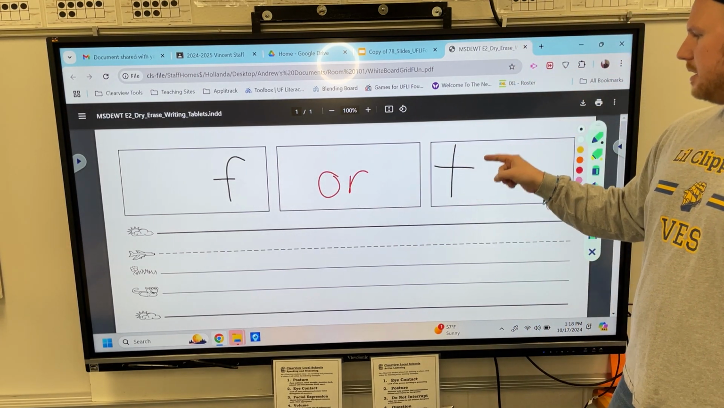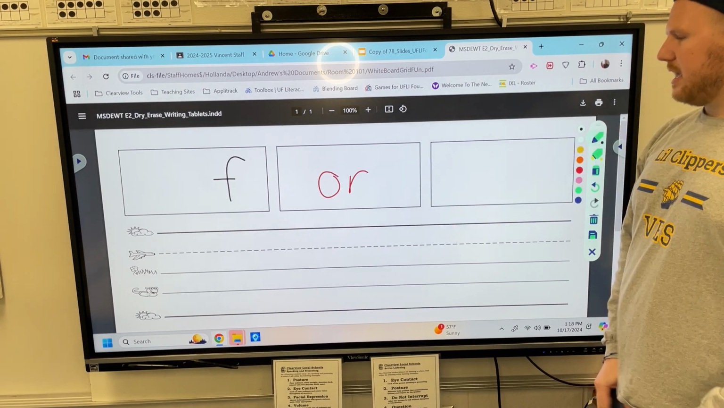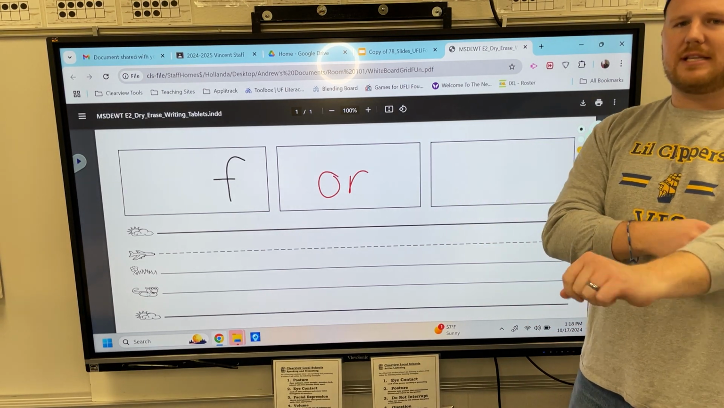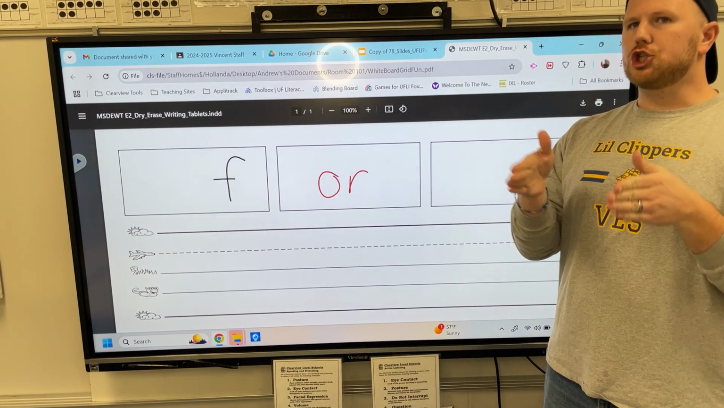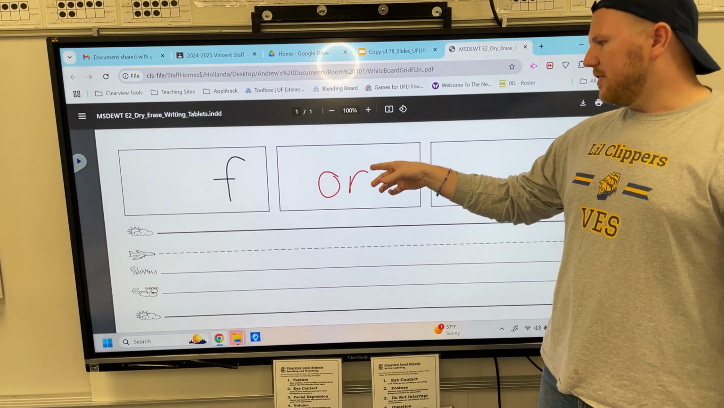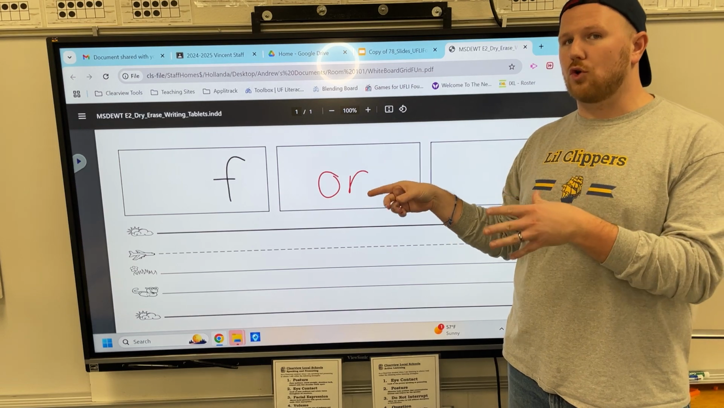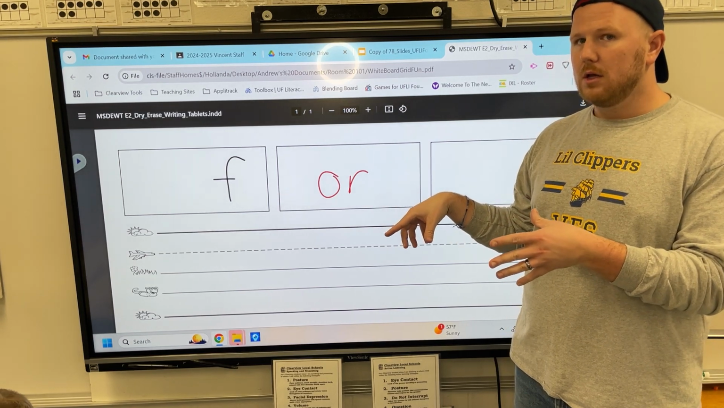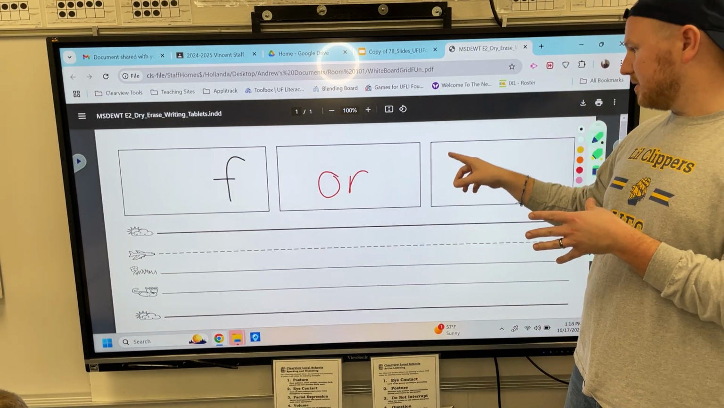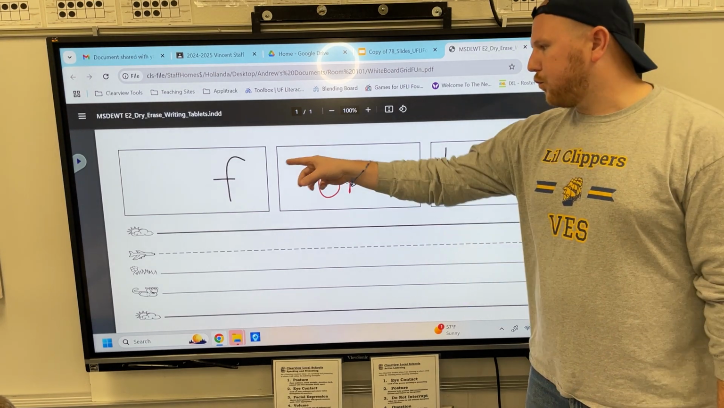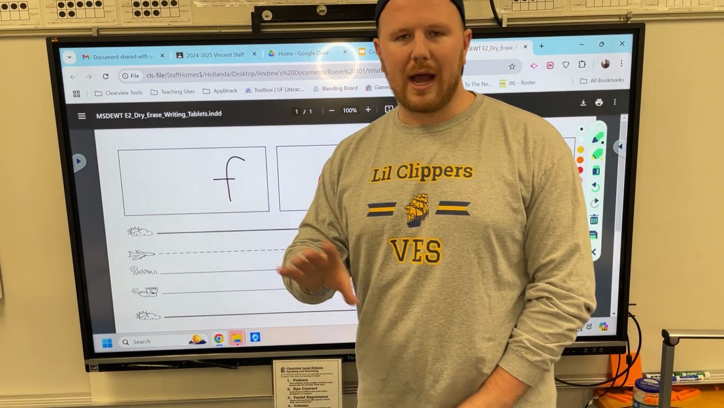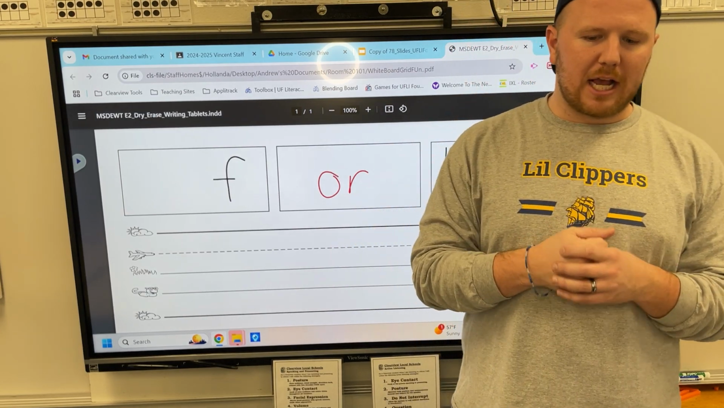F or k. Is that a C or K or CK? Well, we know CK comes after a short vowel sound. This is not a short vowel sound. We would call this a controlled R vowel. So this is a consonant, so it would be K. Great job. Quietly erase your boards. Click your marker caps back on.